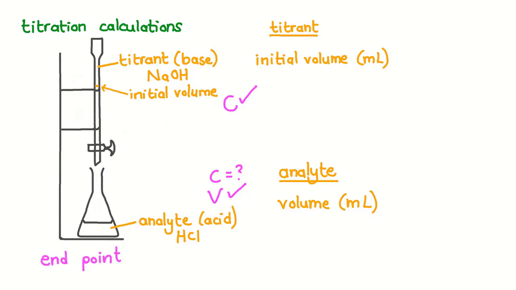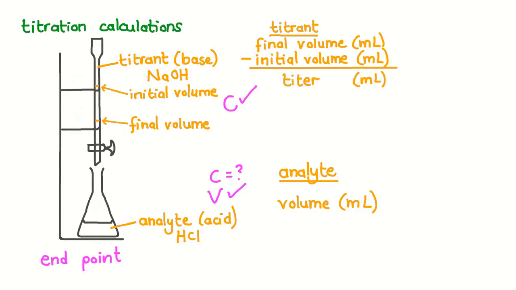A point is reached where the indicator in the analyte changes color. This is called the end point. At the end point of the reaction, the moles of analyte have been exactly neutralized by the moles of titrant added. The tap is closed and the final volume of the titrant is recorded. We can then subtract the final and initial volumes of the titrant to get the titer, which is the volume of titrant added, and we now know this value.